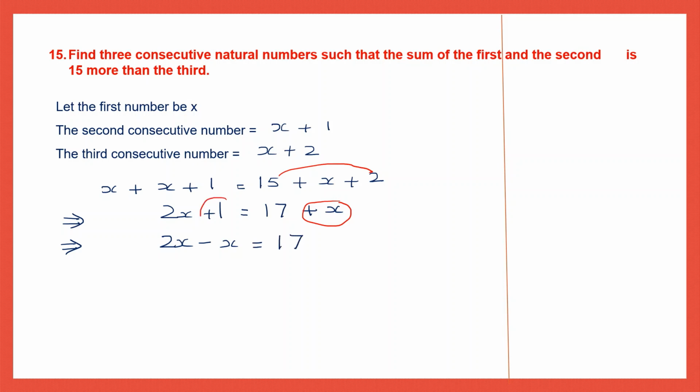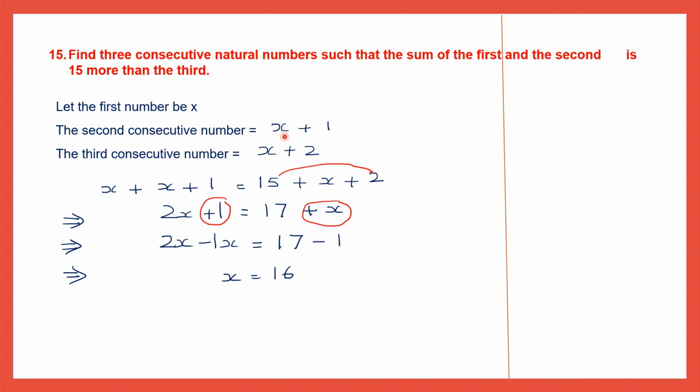I'm going to transpose this plus 1 to the right hand side. It becomes minus 1. So here what do we have? 2x minus x, that is 2 minus 1, that is 1x or simply x, and 17 minus 1 is 16. So we have found the value of x. X is 16. So here in the beginning what did we say? Let the first number be x. So we found the first number, that is 16.